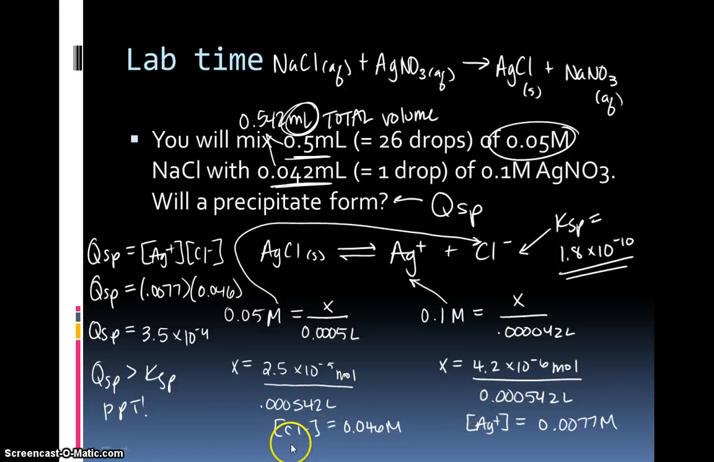And so that tells me that my Cl minus concentration that I've added to my reaction is 0.046 molar, and my Ag plus concentration that I've added to my final reaction is 0.0077 molar. So now I can plug that into my QSP equation.